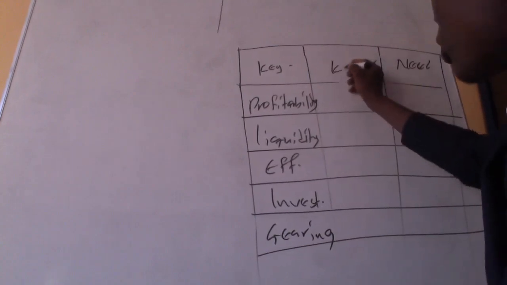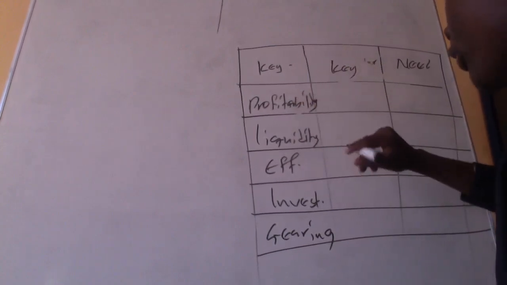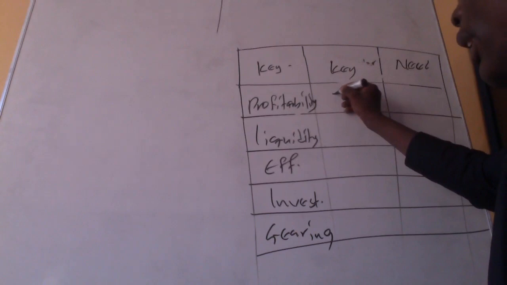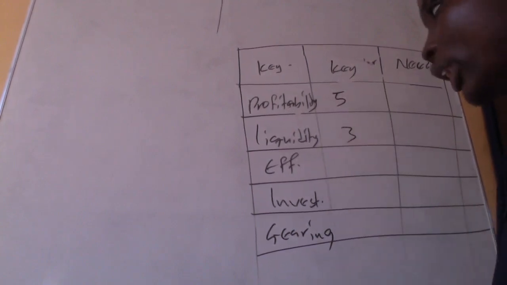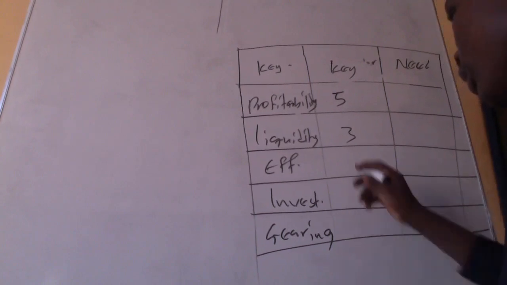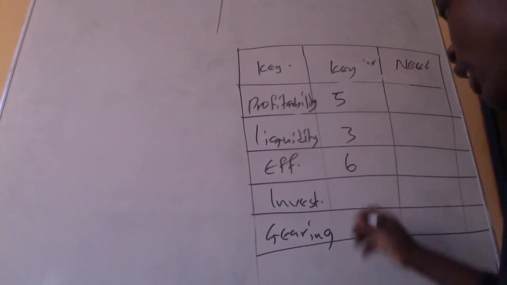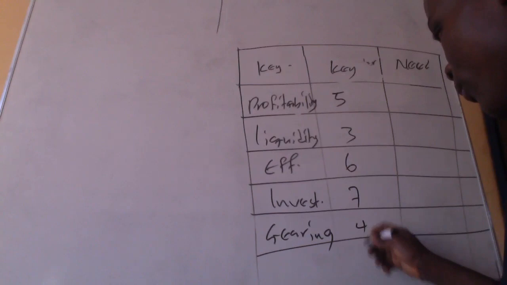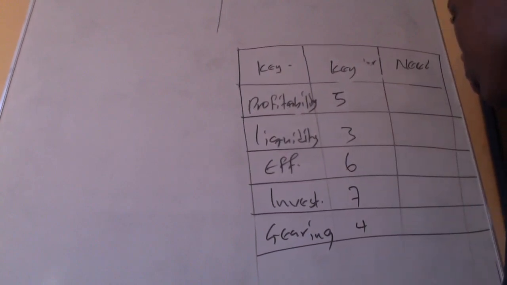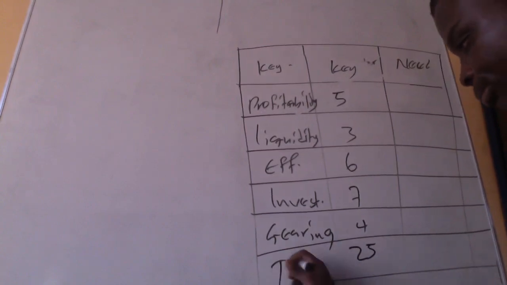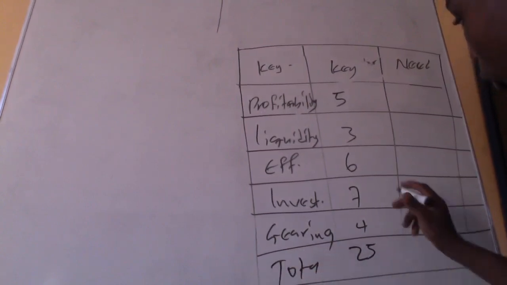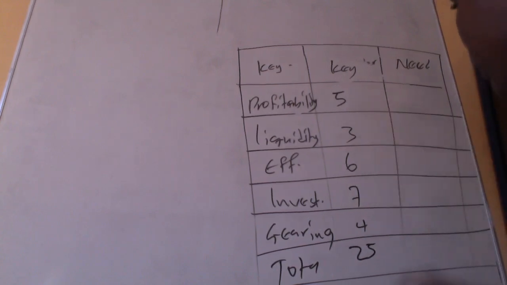Key ratios, here two keys. So the key ones: under profitability, I gave 5; liquidity, I gave 3; efficiency, I gave 6; investment, I gave 7; gearing, I gave 4. So put it together for me. That's 25 in total. This and this will give us 10, 10, so 25.